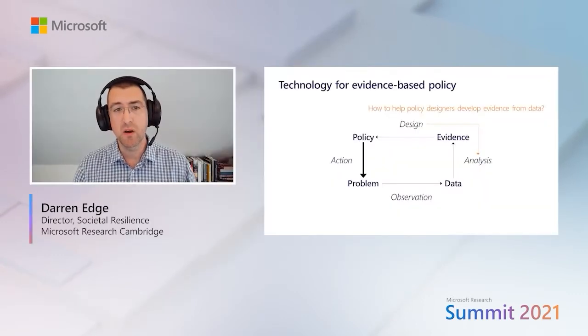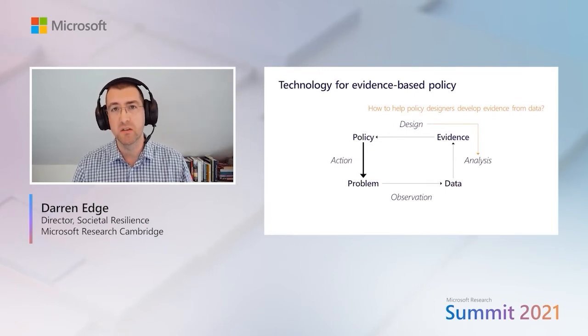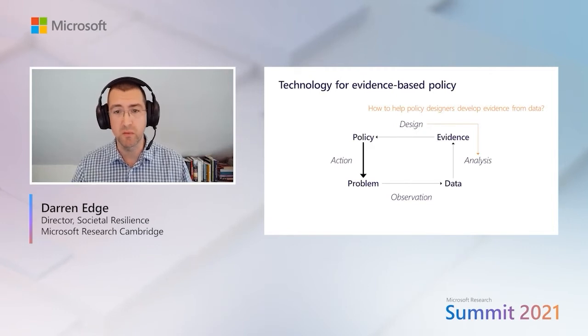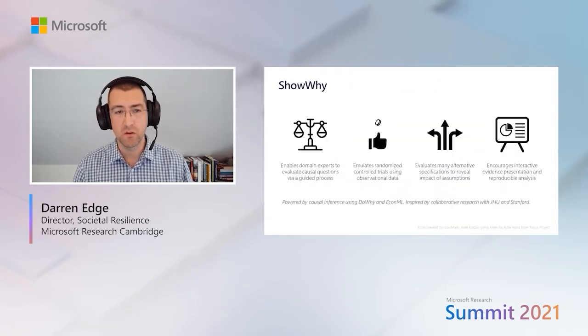Okay, so the second way in which technology can support evidence-based policy is by helping policy designers to develop evidence from data and to do so themselves using their domain knowledge. So this is a motivation behind the tool that we've developed called Show Why.